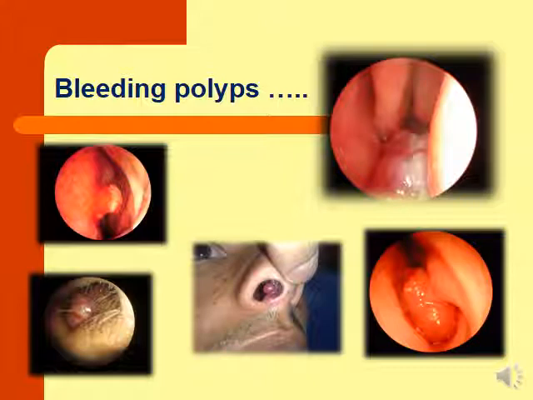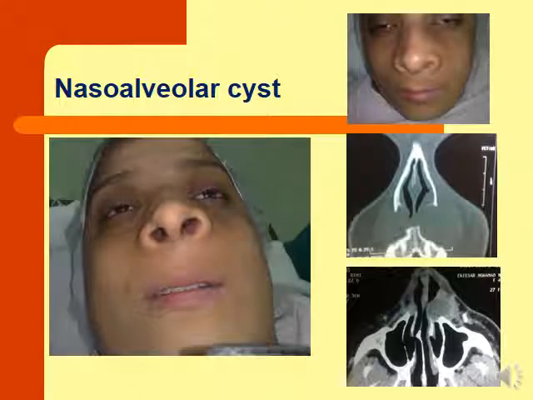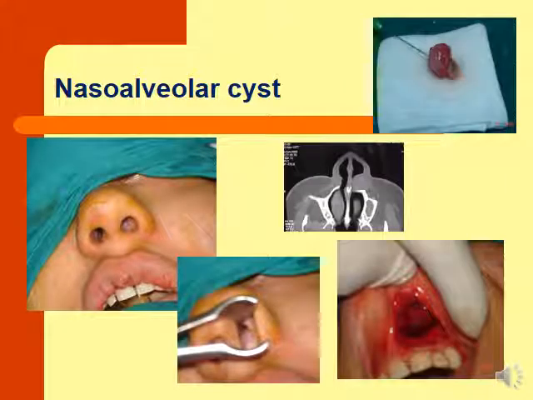We have the bleeding polyps of the septum. These are like small vascular malformations or small hemangiomas, easily removed even under local anesthesia. Masses arising from the floor: we have the commonest one, which is called the nasoalveolar cyst. It elevates the floor of the nose, as you can see. And the approach to these masses is very simple. You can approach these masses via a sublabial incision like this.